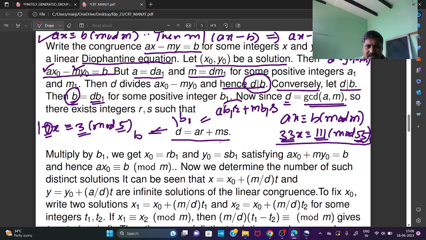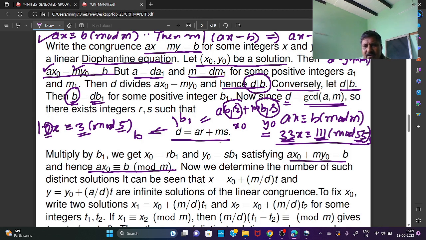This can be taken as x naught, and this as y naught. So you can see that B can be written as A x naught plus M y naught, and therefore A x naught minus B is a multiple of M. Therefore M divides A x naught minus B, and hence x naught is a solution of such a congruence in the case when D divides B.